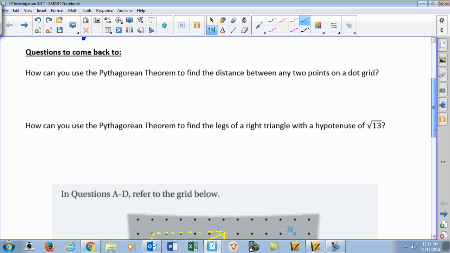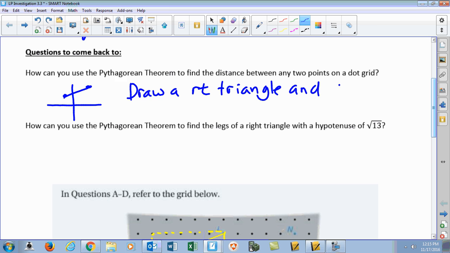So, how can you use the Pythagorean theorem to find the distance between any 2 points on a dot grid? Again, if you were given a graph, and I give you this point and this point with a line, how can we use the Pythagorean theorem to find that distance? What did we do? Someone said it. Make a right triangle, right? So we draw a right triangle, and then we solve, right? Because once we draw our right triangle, we can go ahead and solve it. That's how we did it.